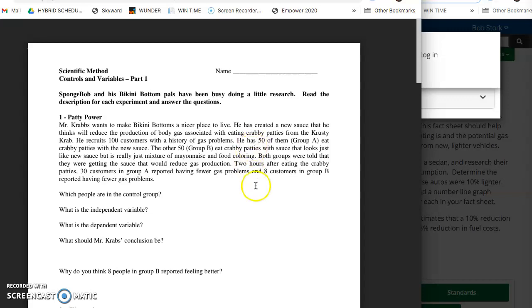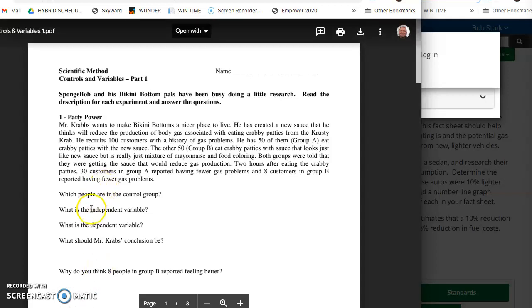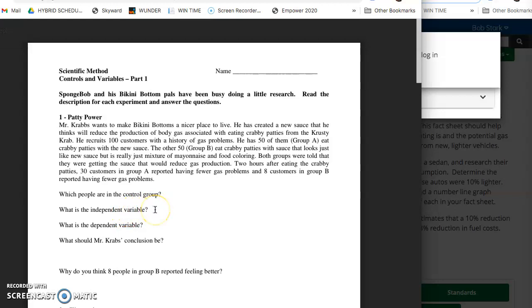That would be the group B, the mayo and food coloring group. Nothing changed there. They're using that to compare the new sauce to. What's the independent variable? What are we changing here? We are changing the new sauce, we're testing the new sauce to see if it reduces gas production.